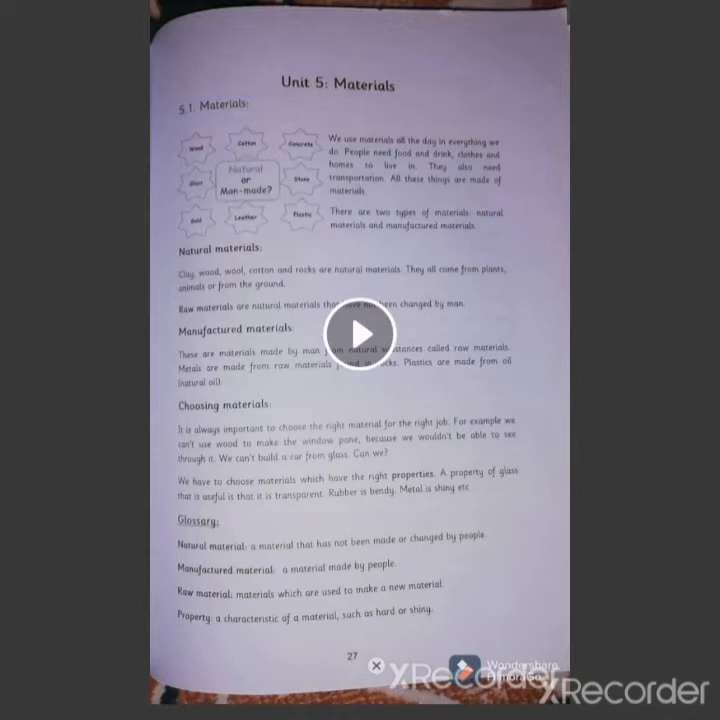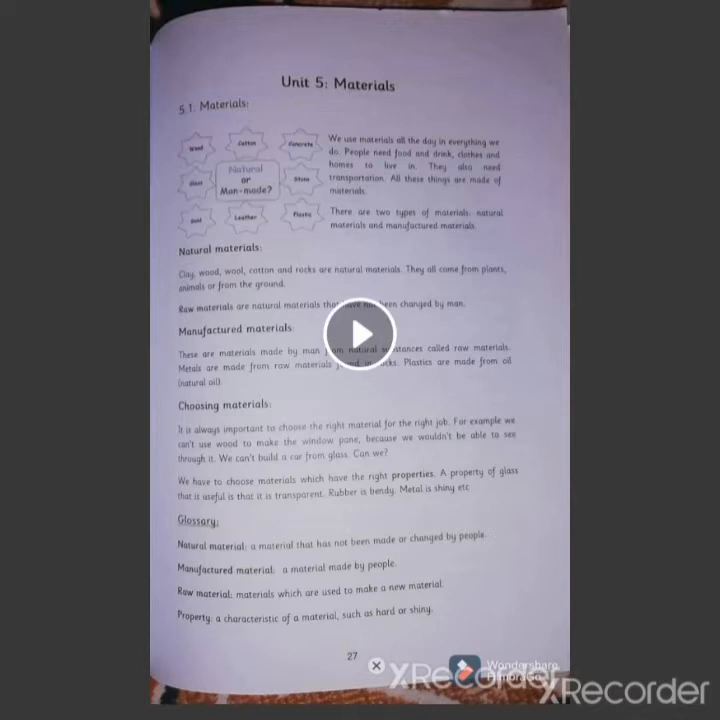Okay, new paragraph. Choosing materials. It is always important to choose the right material for the right job. For example, we can't use wood to make a window pane because we wouldn't be able to see through it. We can't build a car from glass, can we? Like they said, choosing the right material for the right job is important. We cannot create a TV from a rock, then how are we going to see through it? Correct? We have to choose materials which have the right properties.